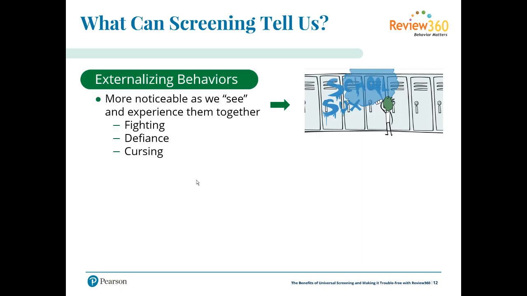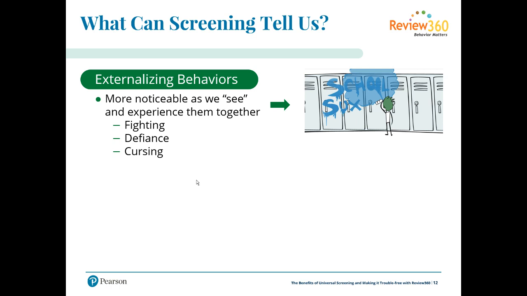Different types of behaviors are shown through the screeners that are utilized. You have the externalizing. Most people are very familiar with the externalizing behavior process. They see it. They experience it. Kids are fighting. Kids are very defiant. Kids are using profane language. They are very outward with what they're doing, and that's very easy to see, whether they're doing it to a peer, individually, or to an adult.